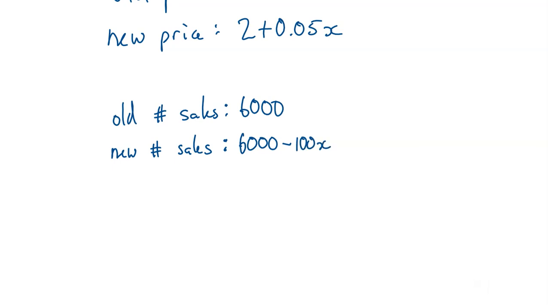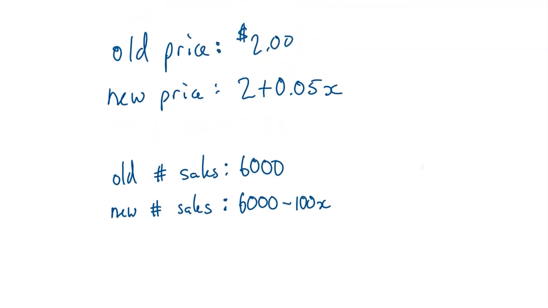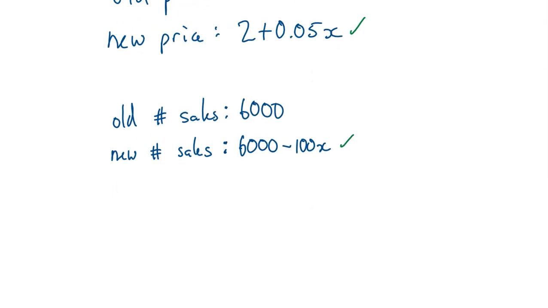100X. If I increase twice, that's a 10-cent increase. The price would be $2.10. And I would sell 200 fewer cups because it decreases by 100 every time. So I'd be selling 5,800. This is key. This little part is like the key to solving these. Coming up with this is what you have to do. That's the harder part. But every revenue question is the same.